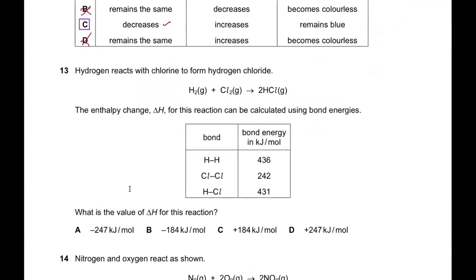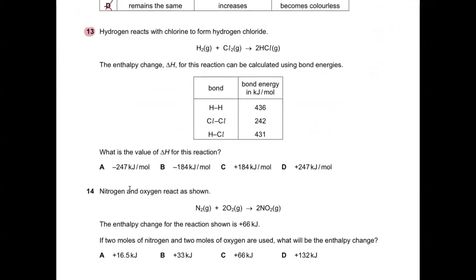Now MCQ number 13. Hydrogen reacts with chlorine to form hydrogen chloride. The enthalpy change delta H for this reaction can be calculated using bond energies. What is the enthalpy change for this reaction? So if you see the bond breaking, there is a hydrogen-hydrogen bond and a chlorine-chlorine bond, and there is no times 2. So, 436 plus 242. So, 8, 7, and 6, right? No, 8, 7, and 8.